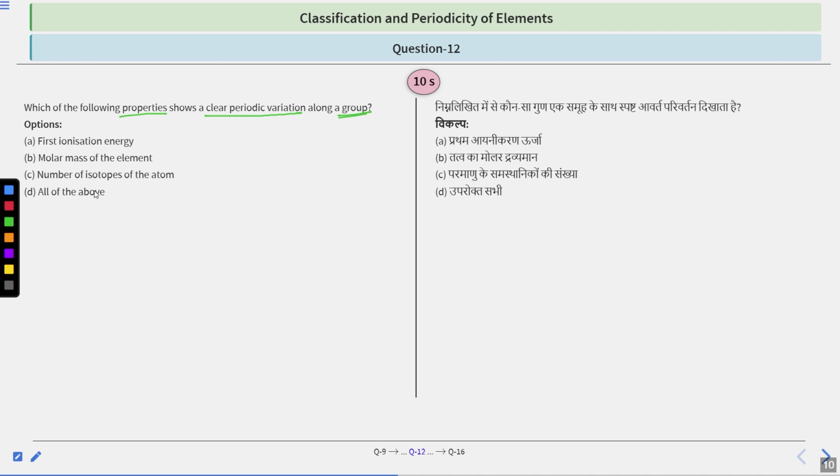You have 10 seconds. Okay, options are first ionization energy, molar mass of element, number of isotopes of the atom, or all of the above. Which property shows clear periodic variation along a group? You have 10 seconds to solve this question. After that, we will see the correct answer.